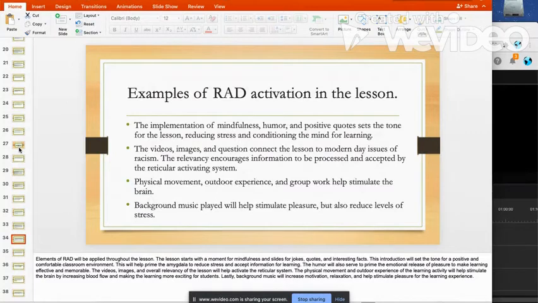The videos, images, and overall relevancy of the lesson will help activate the reticular system. The physical movement and outdoor experience of the learning activity will help stimulate the brain by increasing blood flow and making the learning more exciting for students. Lastly, background music will increase motivation, relaxation, and help stimulate pleasure for the learning experience.